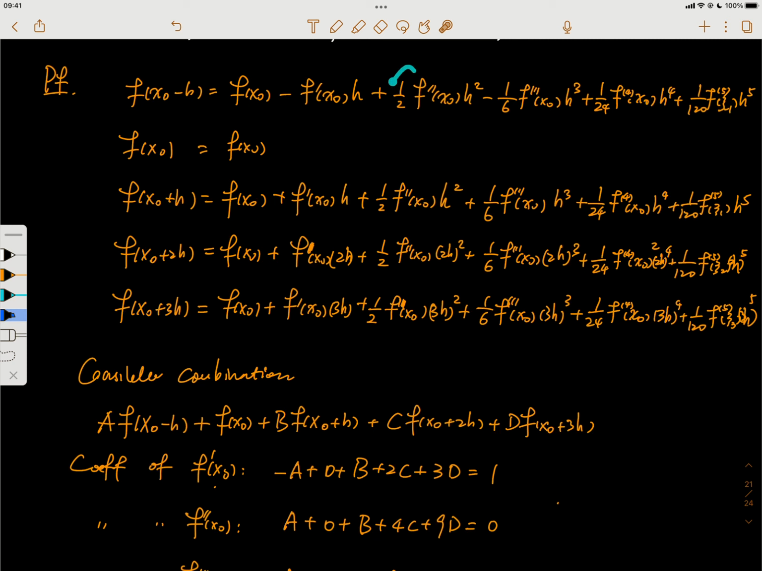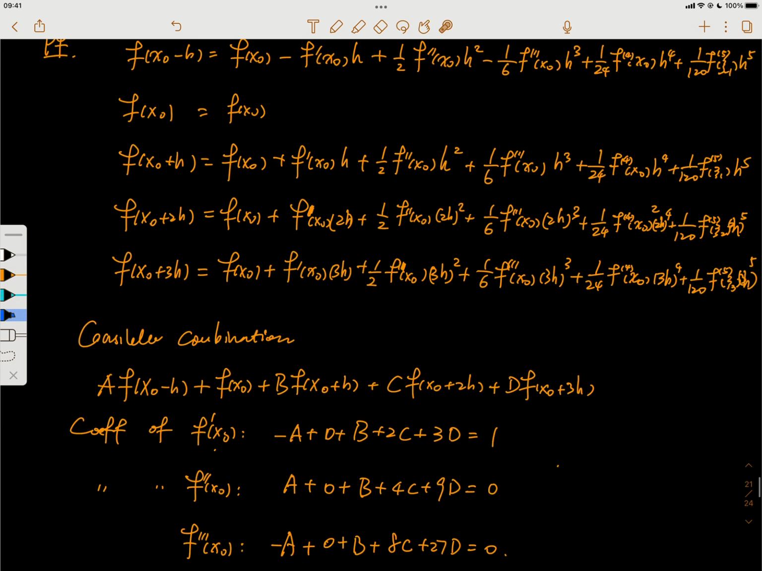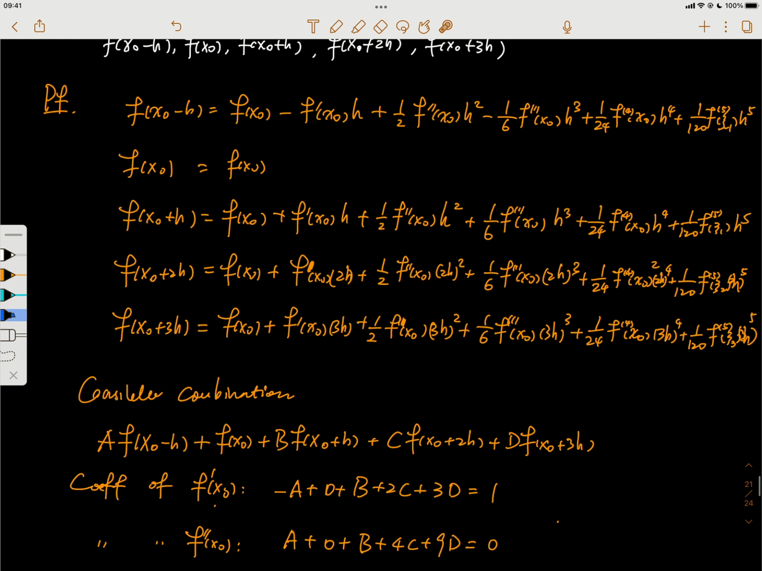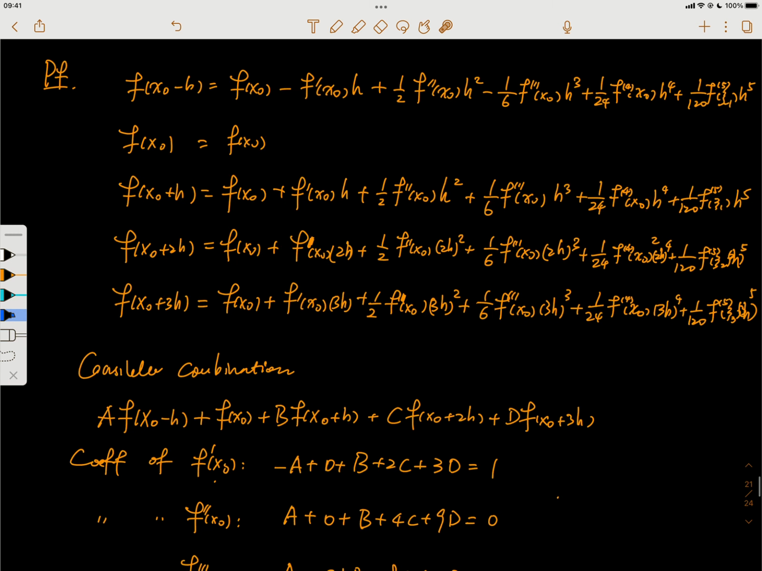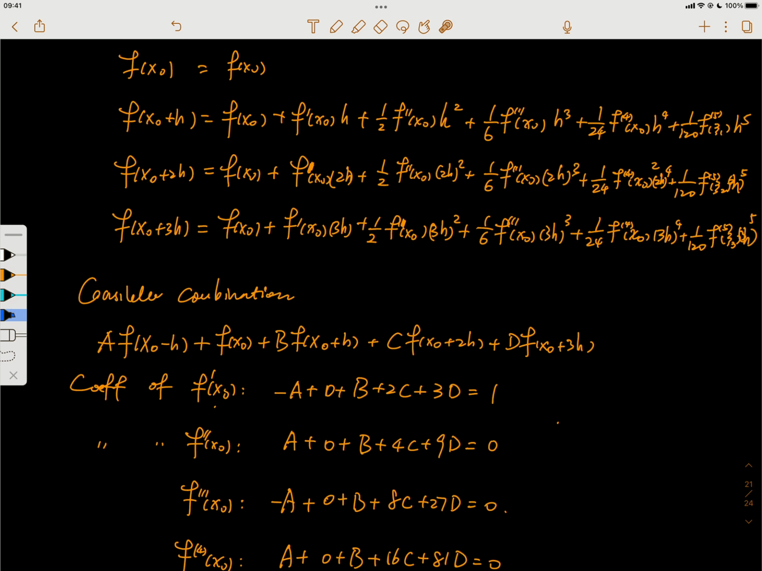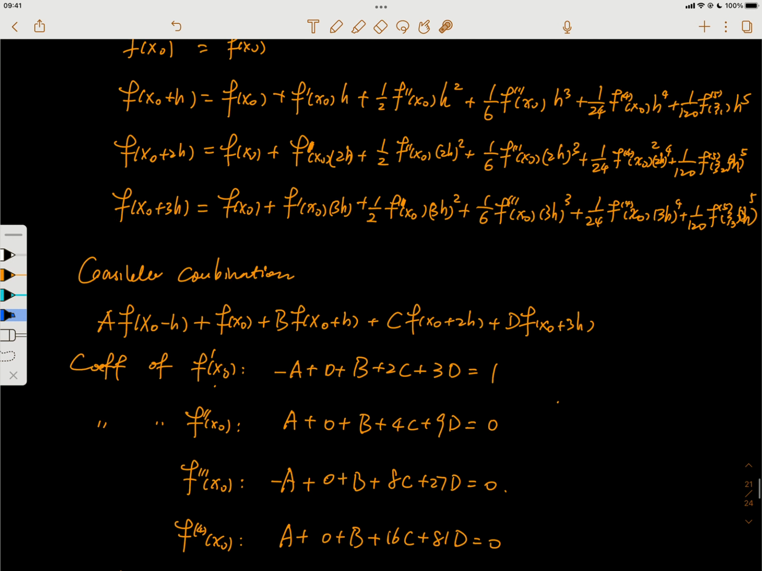For f double prime, we need to cancel all the things right here. You can see that all these are the same. The only difference is that we're going to have h squared here, 4h squared here, and 9h squared here. So when we multiply them by a, b, c, and d, we need to make sure this is going to be 0. You're multiplying this by a, this by b, this by c, this by d, but all of them need to sum up to 0 so that the f double prime term can be cancelled out. Same thing for the 3rd order term and the 4th order term.